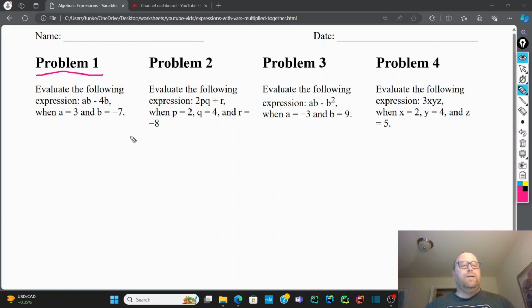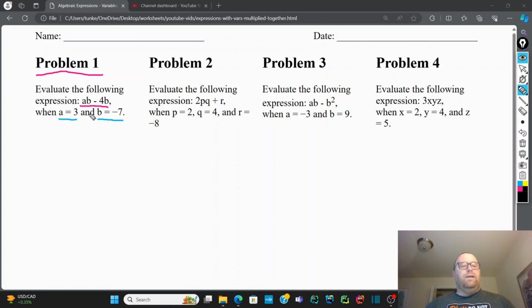Okay, so let's start with problem 1 here. In problem 1, we have this expression AB minus 4B. So AB minus 4B when A is equal to 3 and B is equal to 7. Now, when we write two letters, which are actually variables, next to each other in algebra, that means they're multiplied together. Also means this 4 and this B is multiplied together.